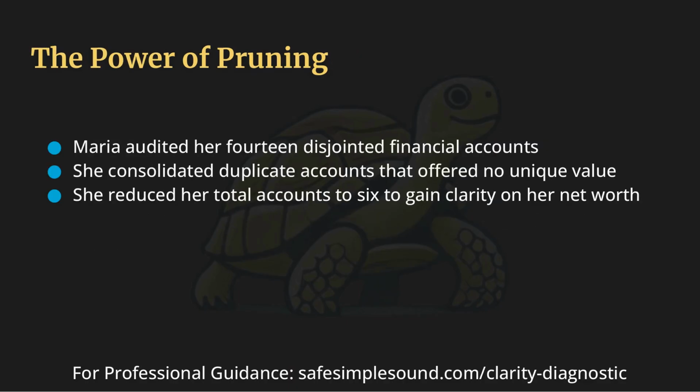Finally, Maria. Maria has 14 financial accounts. She doesn't know her net worth. She applies question 3, the prune. She asks, does this old 401k do anything my current IRA can't do? No. Consolidate. Does this Robinhood account with $127 do anything my main brokerage can't do? No. Close. She went from 14 accounts to 6. She didn't gain more money, she gained visibility.